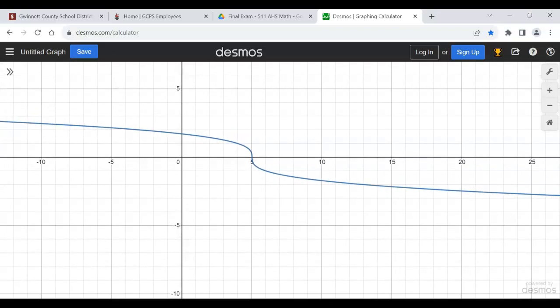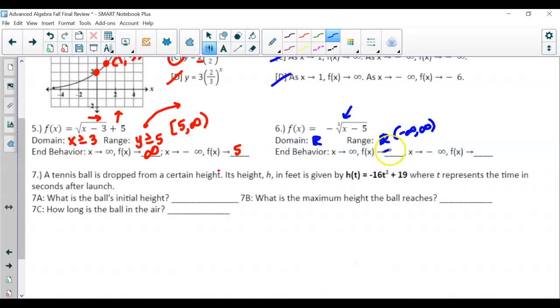So now the end behavior. As x's are approaching infinity, what is our graph doing? It's going down to negative infinity. And as the graph is going to the left, as we're going to negative infinity, our graph is going up to infinity. So that's why here we have negative infinity, but as x is approaching negative infinity, the graph was going up to infinity.